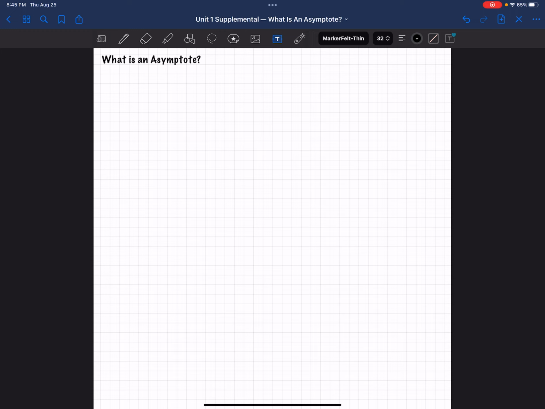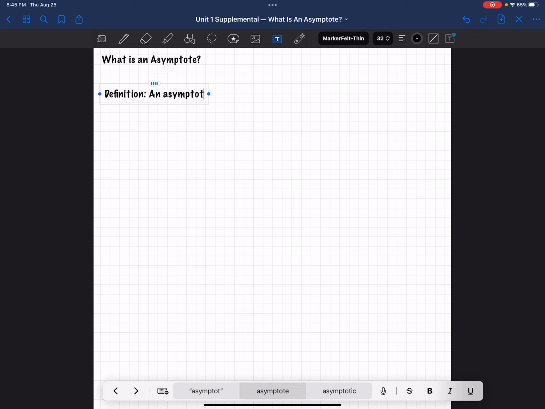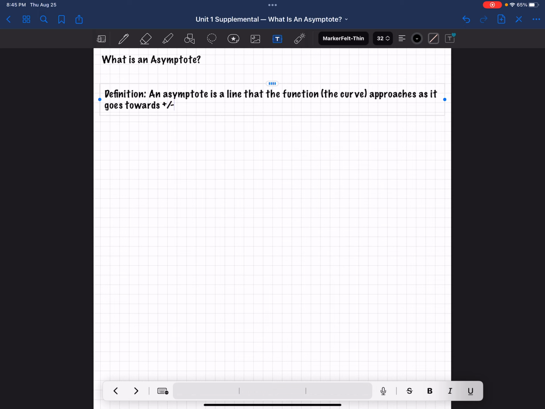So we've talked about an asymptote. I gave a definition in class. I said something like, definition: an asymptote is a line that the function (I'll put in parentheses, the curve, the graph) approaches as it goes towards positive and negative infinity. That's what an asymptote is, okay?